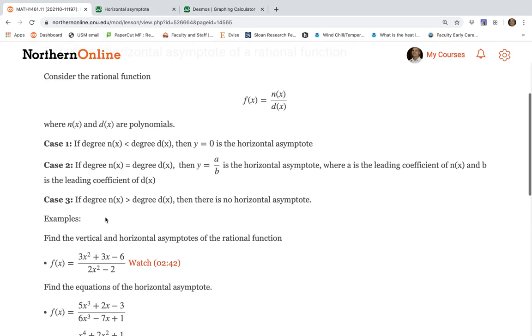All right, the third case is if the degree of the numerator is greater than the degree of the denominator, then there will actually be no horizontal asymptote.